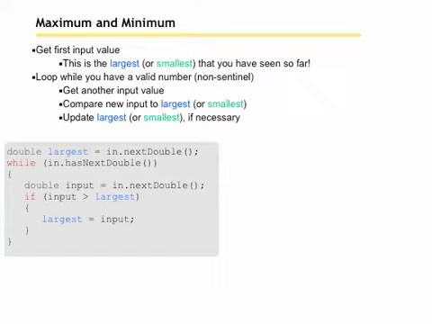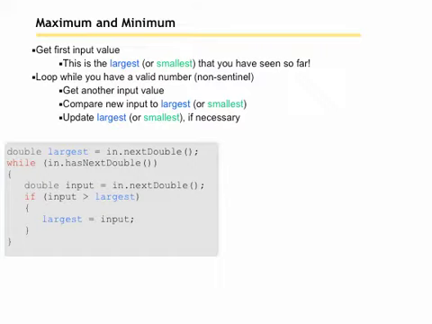Then we loop as long as the user's got more input, so as long as in.hasNextDouble. We get input from the user, and we compare that input with our largest. If the input we've received is greater than our largest, we set largest equal to that input. And we keep going until the user is out of values to input. By the time we're done with this loop, our variable largest will contain the largest value the user entered.